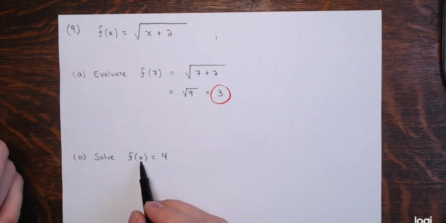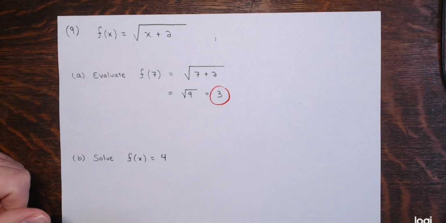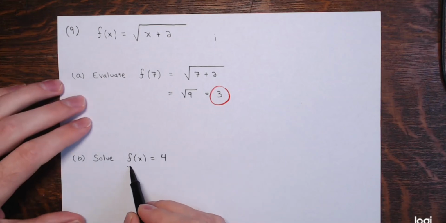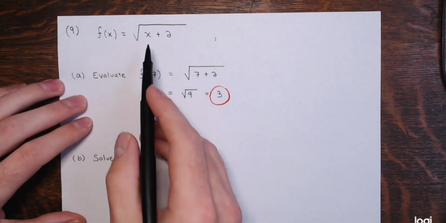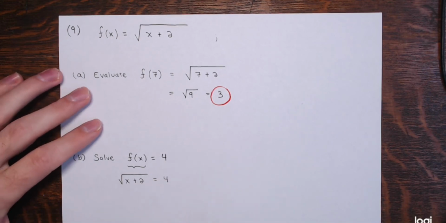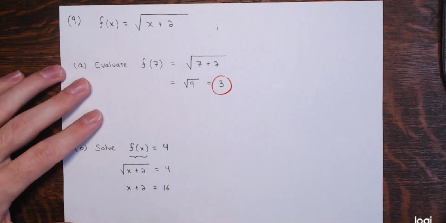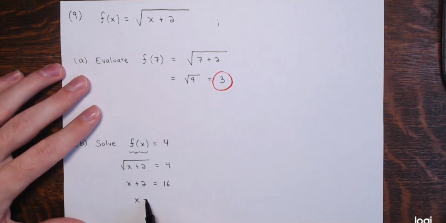Find the inputs that give you an output of 4 in this function. Well, f of x is equivalent to the expression, the square root of x plus 2. So on the left side I have the square root of x plus 2. On the right side, it's still the number 4. Square both sides. You get x plus 2 must be equal to 16, right? 4 squared. Subtract 2, x equals 14. That's it.